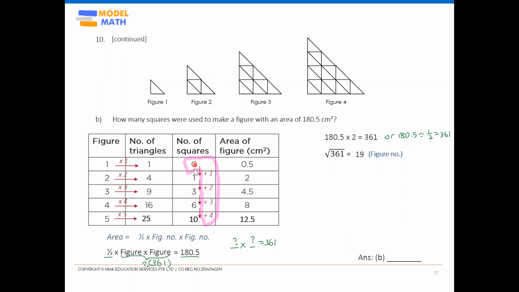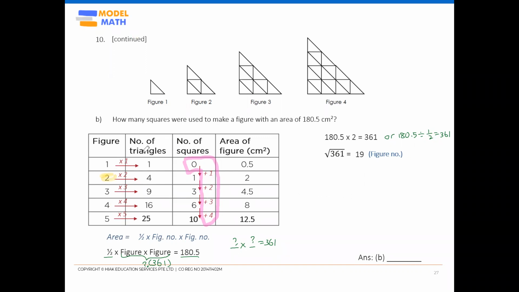Now, we're starting from 0 squares. And if you notice, to reach figure 2, I plus 1 to it. To reach figure 3, I plus 1 plus 2. To reach figure 4, I plus 1 plus 2 plus 3. Notice that the last number that is added to 0 is always 1 less than the figure number I would like to arrive at.